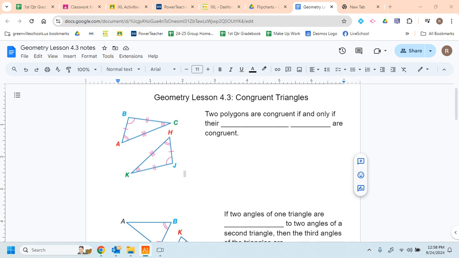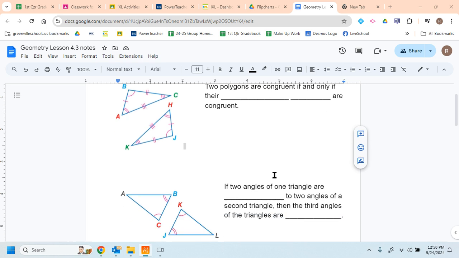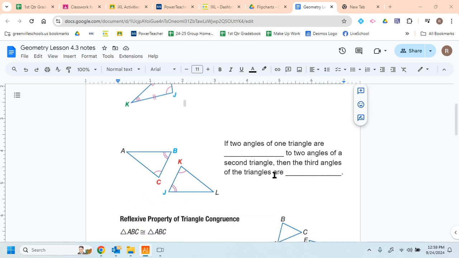If two angles of one triangle are congruent to two angles of a second triangle, then the third angles are congruent. So basically it says that if you have two angles that are congruent, then the third angle is going to be congruent as well.